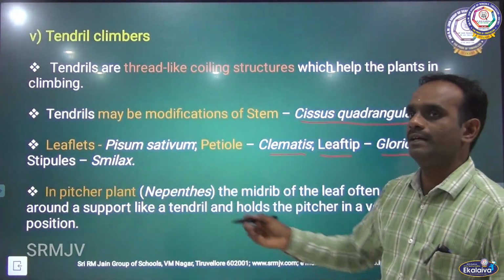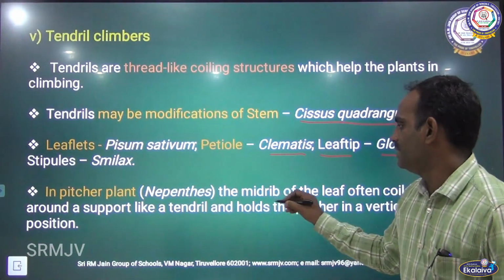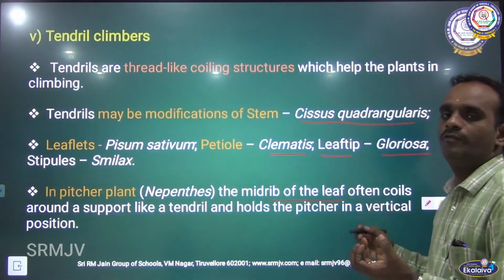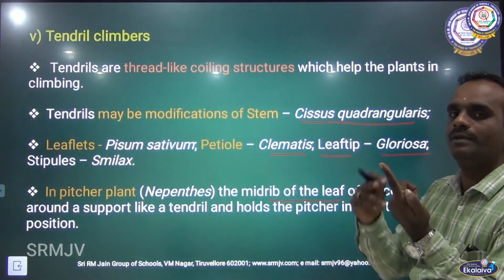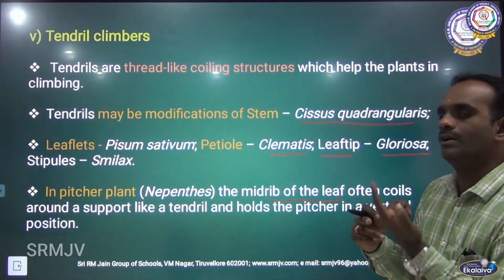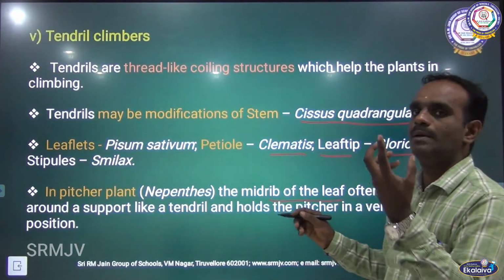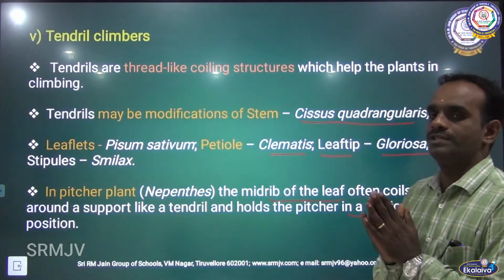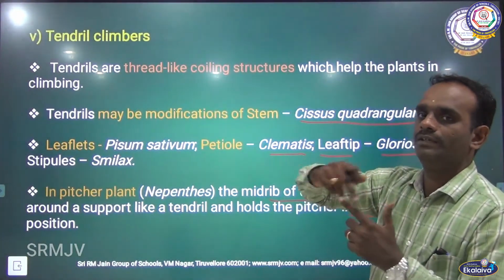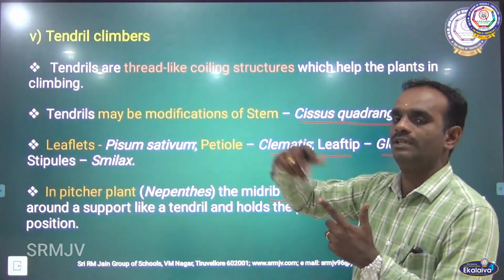In pitcher plant, the Nepenthes, the midrib of the leaf often coils around a support like a tendril and holds the pitcher in a vertical position. It has a tendril, and with the help of this tendril it is supported by the other plant.